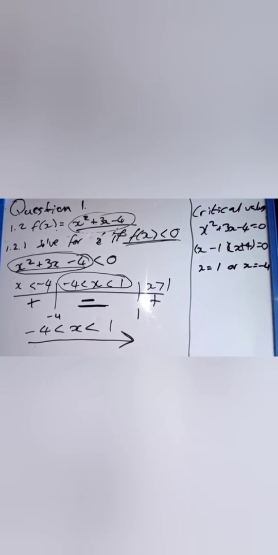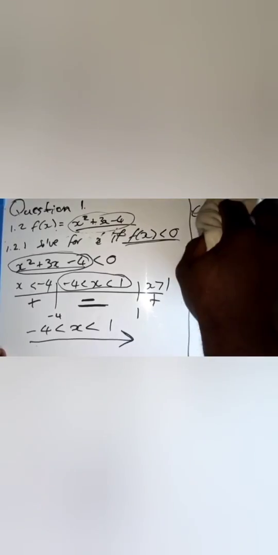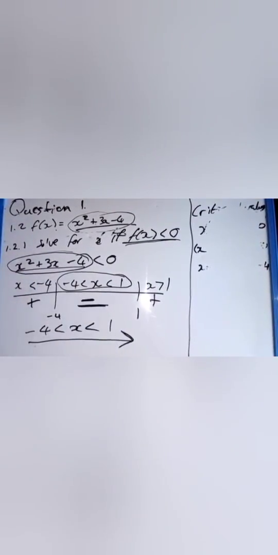And that basically is your answer, and easy 2 marks once again. Alright, cool. Now moving on to 1.2.3. Basically here you have to write as well. Don't forget, write your critical values. You just say critical values: x is equal to 1 and x is equal to negative 4. So you'll just have to write down your critical values as well. Okay, cool.